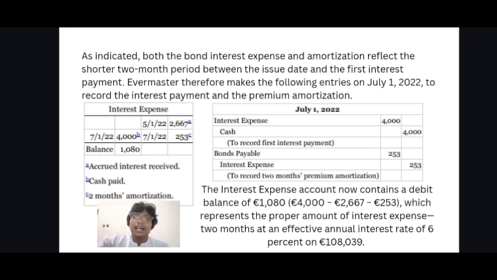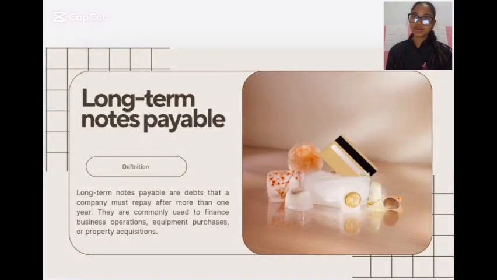premium amortization. Like in the chart, the interest expense account now contains a debit balance of 1,080, which is 4,000 minus 2,667 minus 253, which represents the proper amount of interest expense for 2 months at an effective annual interest rate of 6% on 108,039. For the next part, we are going to talk about the long-term notes payable.